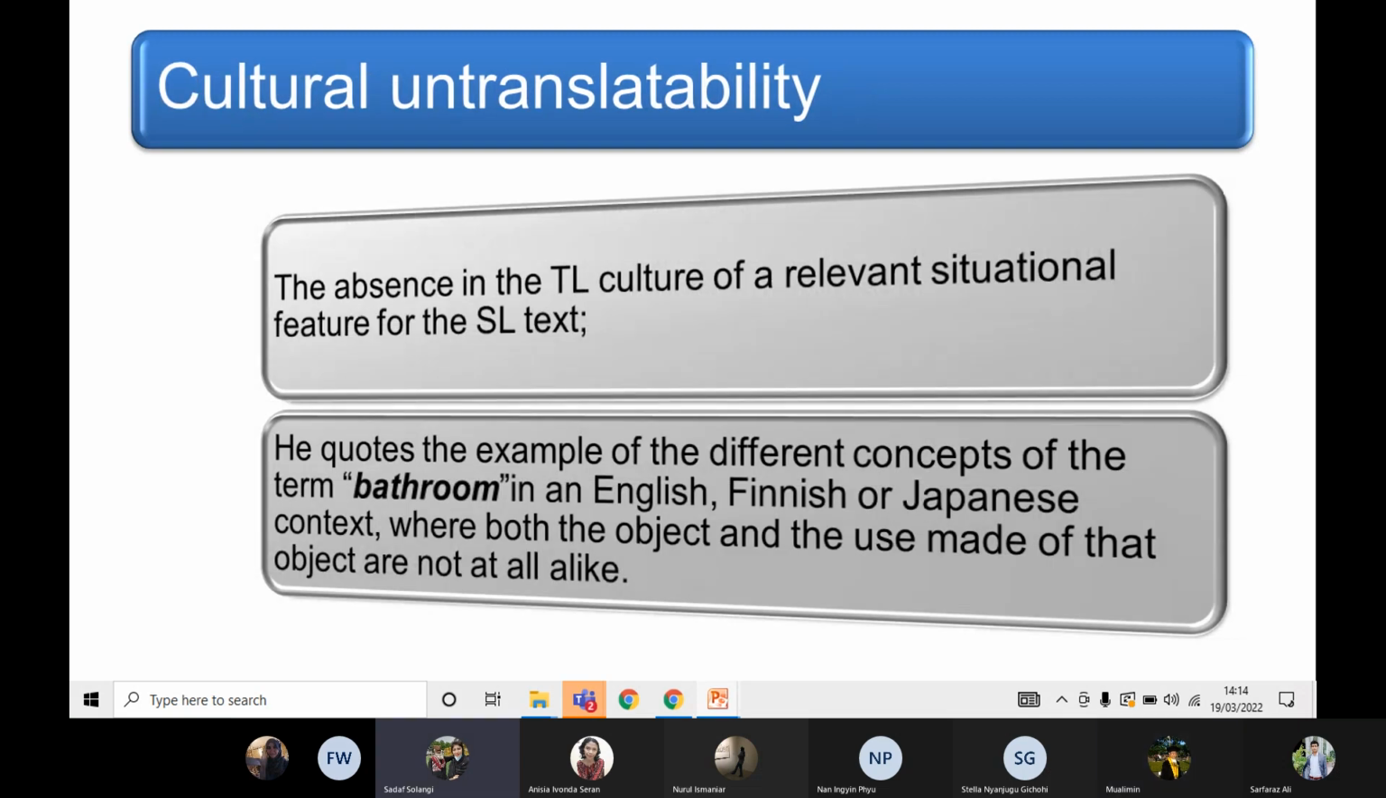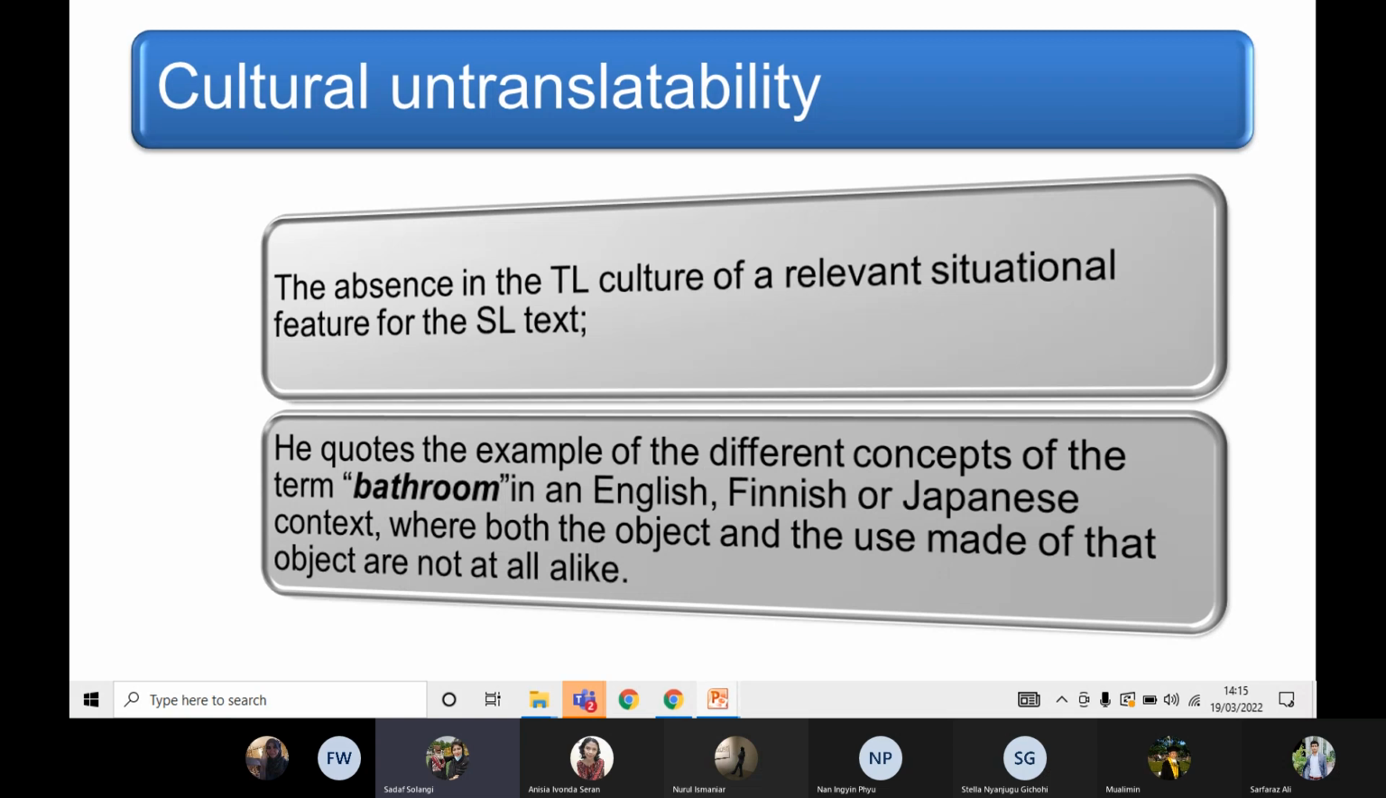So that was the linguistic untranslatability. Now here's cultural untranslatability: the absence in the target language culture of the relevant situational features of the source language text. As you know, every country has its own culture, and everywhere they follow their own cultures. So sometimes it becomes very difficult to translate cultural words.